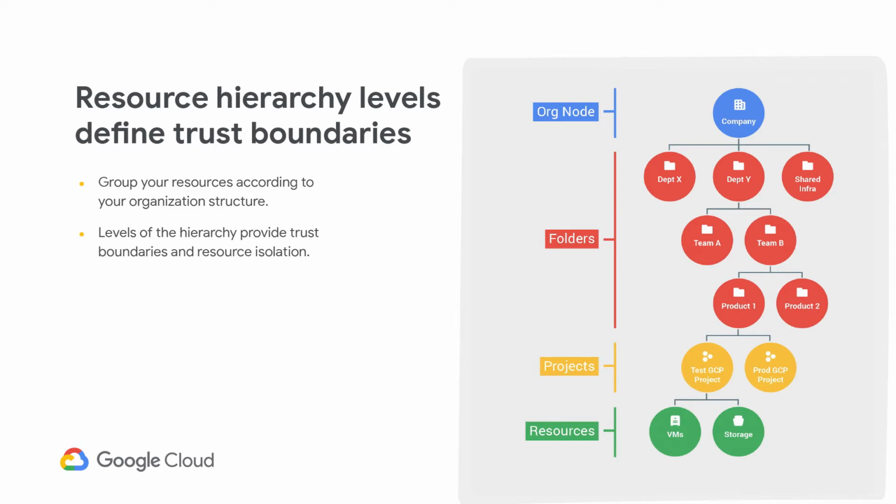Projects, folders, and organization nodes are all places where policies can be defined. Some Google Cloud resources let you put policies on individual resources too, like Google Storage buckets, for example, which we will discuss a little bit later in the next chapter. One thing to remember: policies are always inherited downwards in the hierarchy.